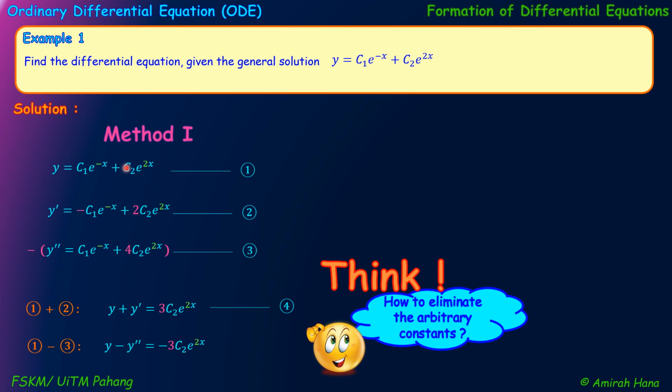And then positive c2e to the power of 2x minus 4c2e to the power of 2x. So we get minus 3c2e to the power of 2x. Then we can name this as equation 5.